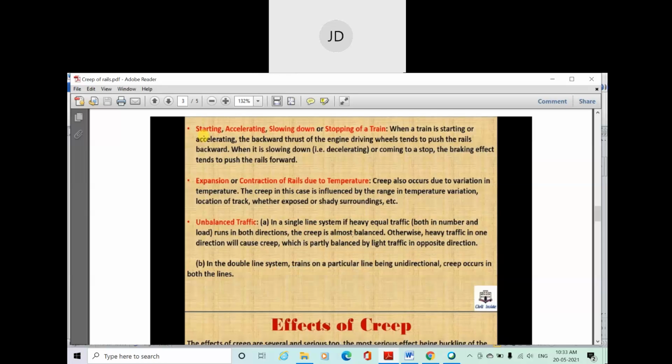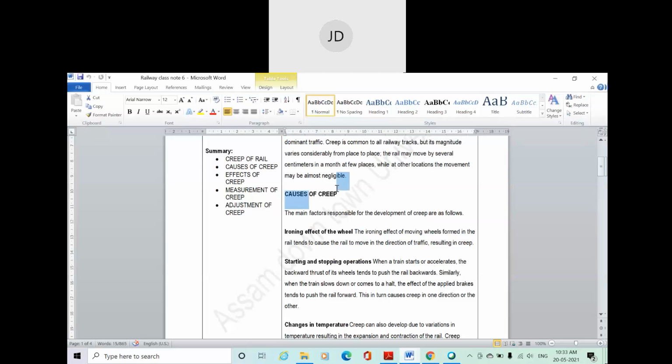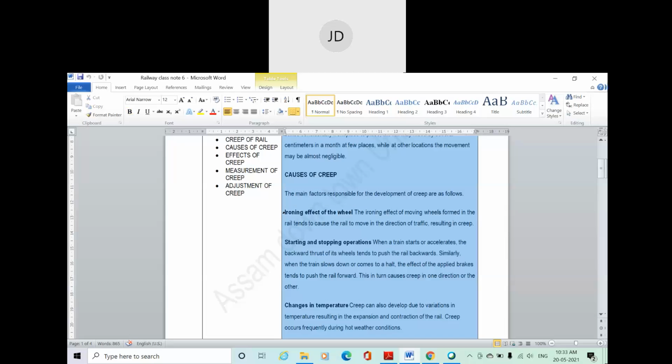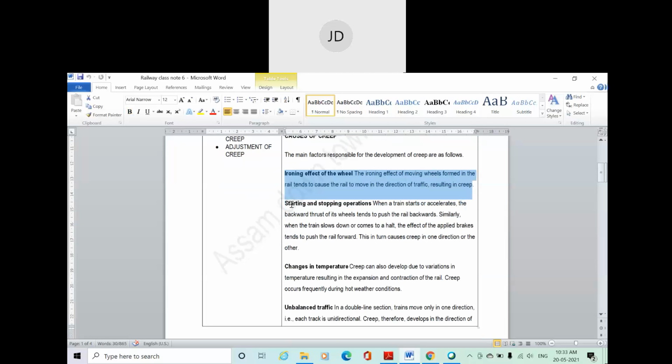Clear? So up to this point we have discussed the causes of creep, like the ironing action of the wheel. The ironing effect of wheels formed in the rail tends to cause the rail to move in the direction of the traffic, resulting in creep. It is actually about the wave action. Starting and stopping operation, we have already discussed. When a train starts or accelerates, the backward thrust of its wheel tends to push the rail backward. Similarly, when the train slows down or comes to a halt, or you can say at the station, the effect of the applied brake tends to push the rail forward. So this in turn causes creep in one direction or the other.